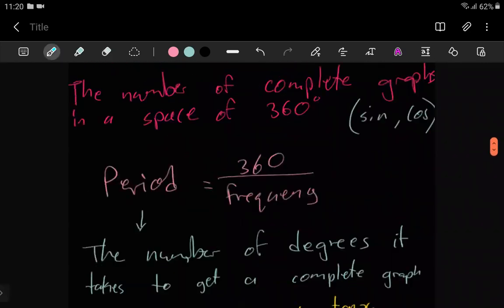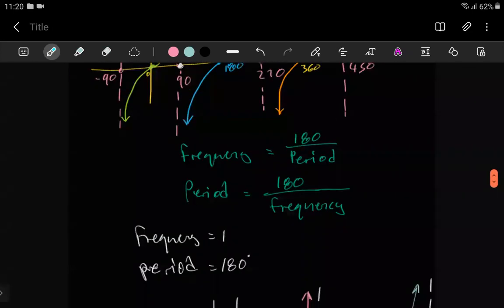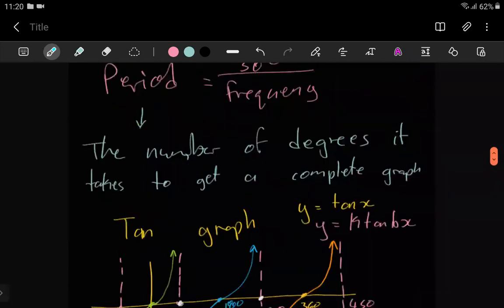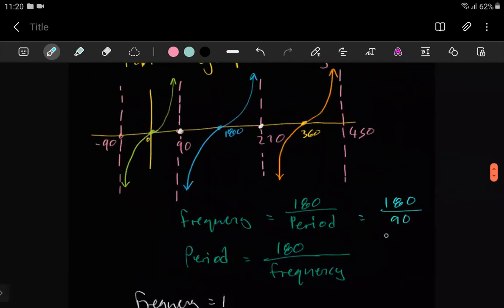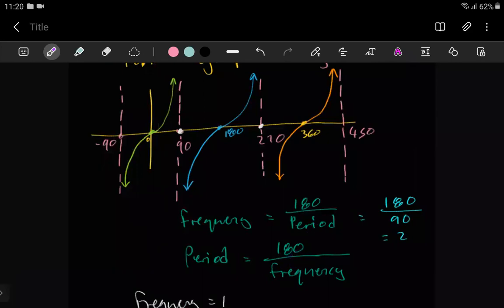It looks like it's a full graph over there. So if you're going to get your frequency, you'd have 180 divided by the distance between 45 and 135. That's 90. You put your 90 here, and then this is 180 divided by 90. That's it, 2. And then here, 180 divided by frequency.